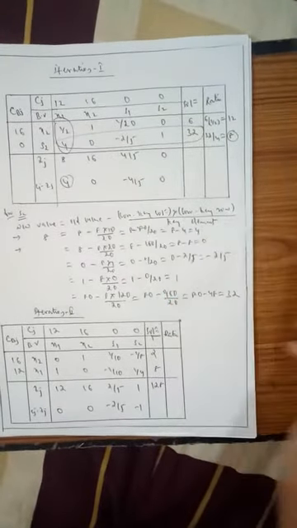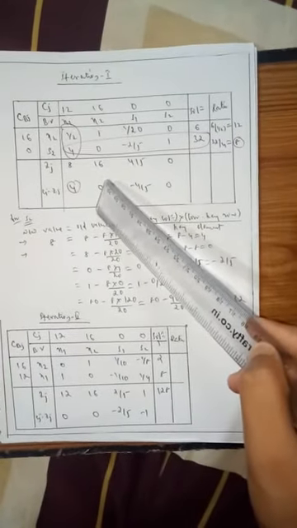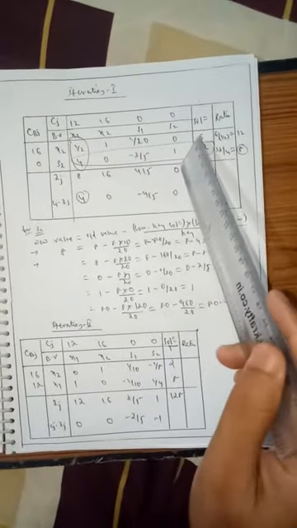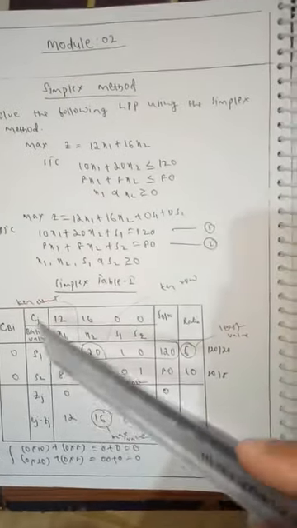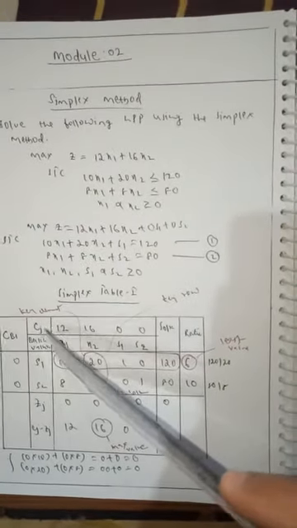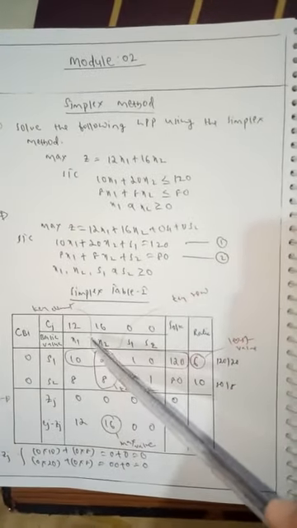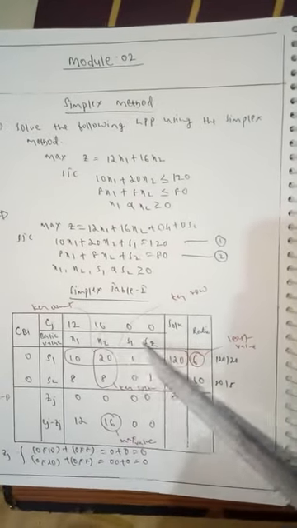So here x2 replaces s2. Next, in the first iteration, to get these values, we have to divide the key row by the key element. In the first row, x2 and s2: 10 divided by 20 will give 1 by 2. 20 divided by 20 is equal to 1, and 0 by 20 is 0. Similarly, like that you have to do.